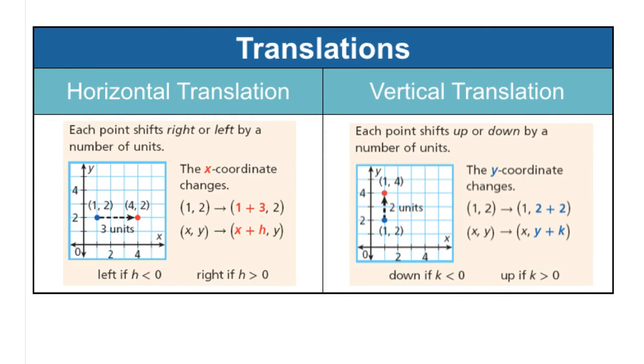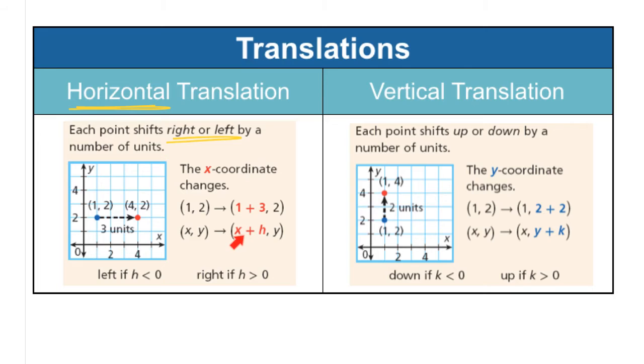Okay, so this table from your book is summarizing translations. The first thing we're going to look at is horizontal translations, moving left or right. In that case, only your x-coordinate is going to change. It's easy when you look at the graph right here to see that my x value is changing, but my y value is staying the same. So it's at the same level vertically.